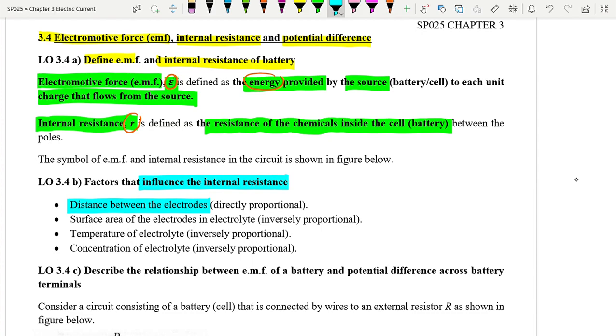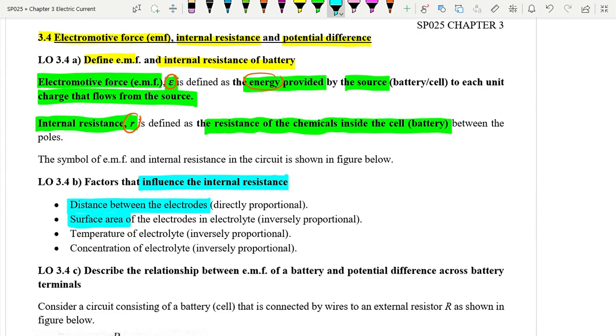Yang kedua, surface area of the electrode. So electrode ni kita boleh imagine dia as one plate, okay, one plate. So surface area dia mempengaruhi amount of electron flow in, flow out from the battery lah. Okay, jadi semakin besar area, makin banyak electron boleh flow in. Jadi that's why kita akan kata semakin besar area, semakin rendah nilai internal resistance tu.